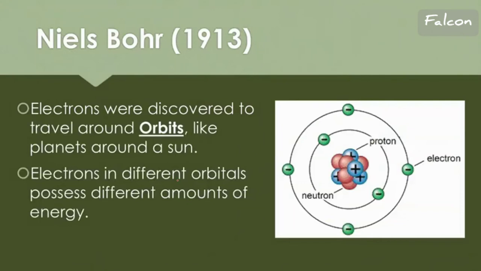So Niels Bohr in 1913 discovered that electrons travel in orbits, very much similar to planets, how they move around the sun. So electrons in different orbitals possess different amounts of energy. The closer the orbital is to the nucleus, the less energy it has. So if you have an orbital that's really far away, it has to have a lot of energy to stay attracted to something so far away. And this is what we call the planetary model, because it looks like planets orbiting the sun.